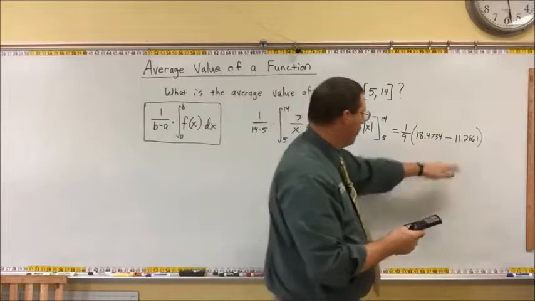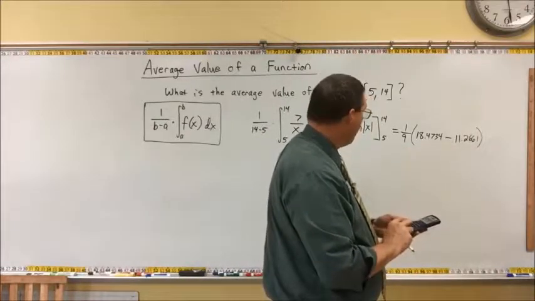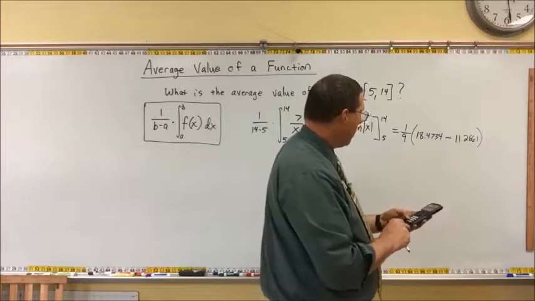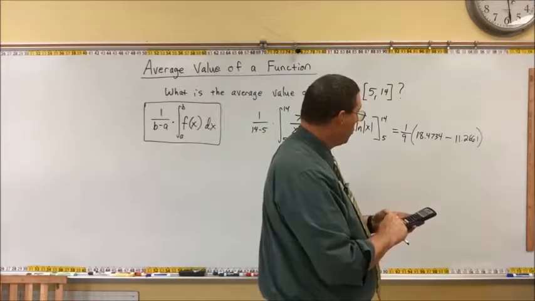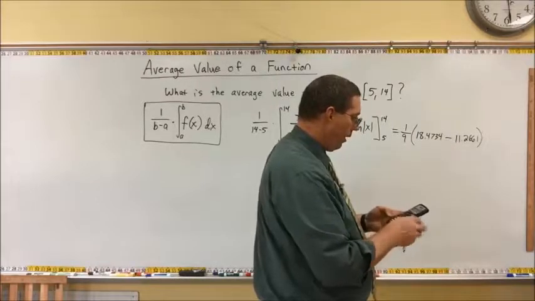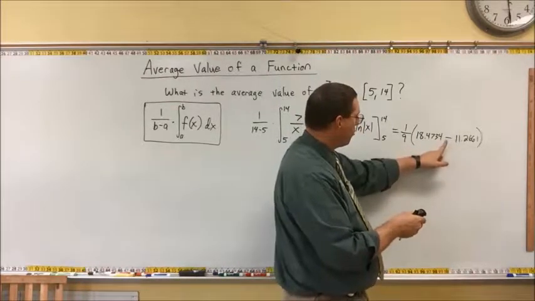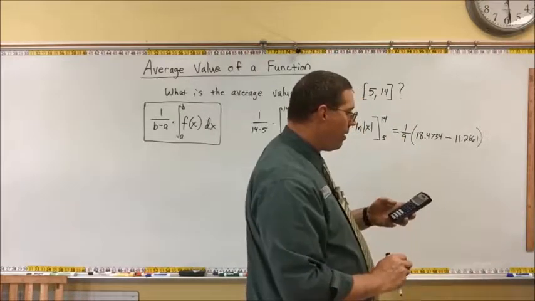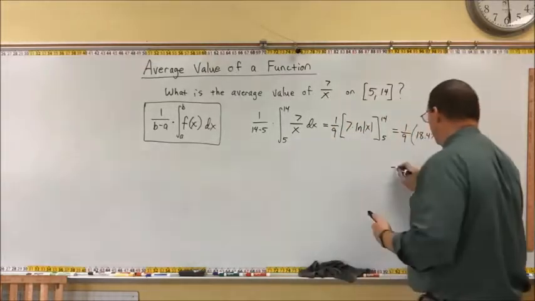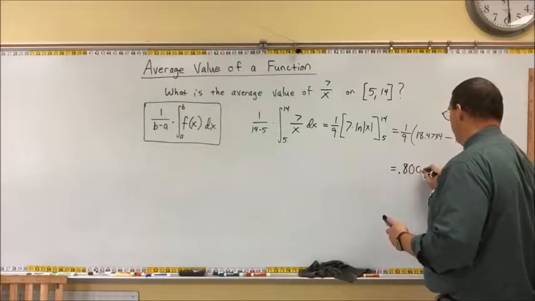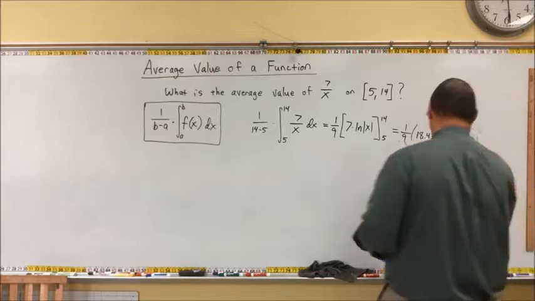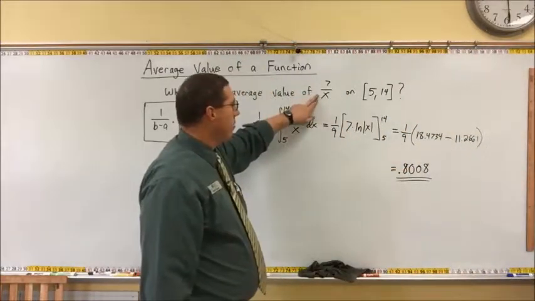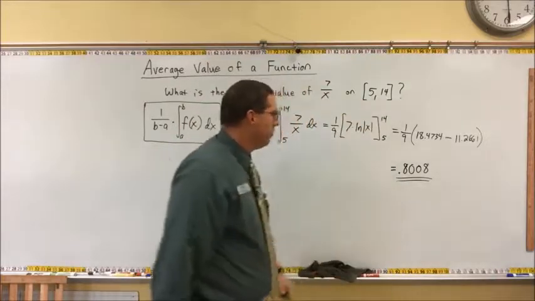Well, let me do this first. 18.4734 minus 11.2661. Enter. I get 7.2073 divided by 9, and I get 0.8008. This is the average value of 7 over x on the interval from 5 up to 14.